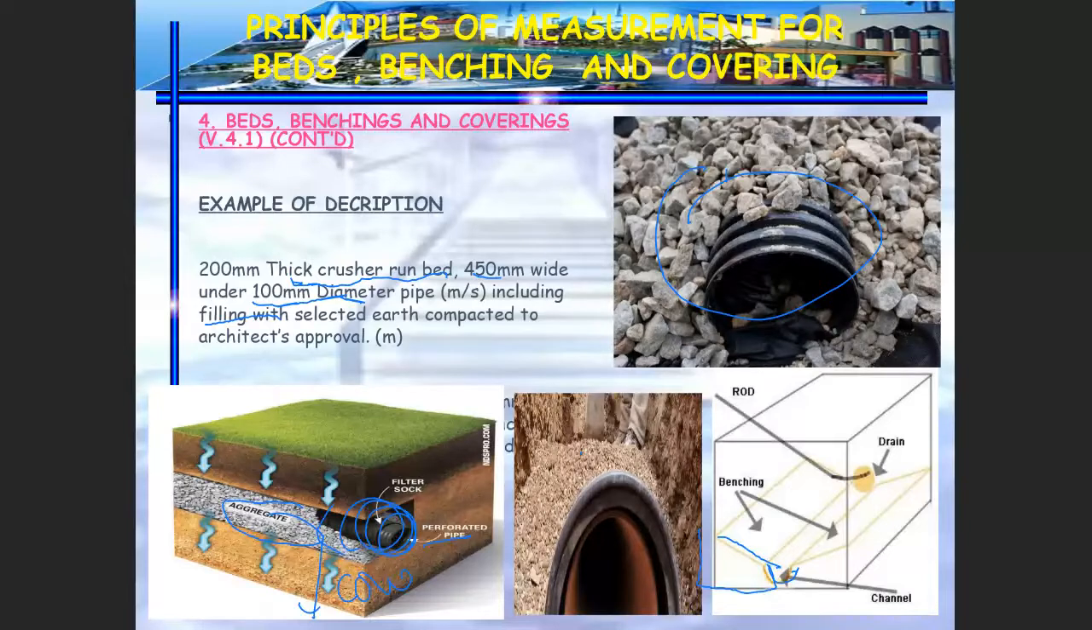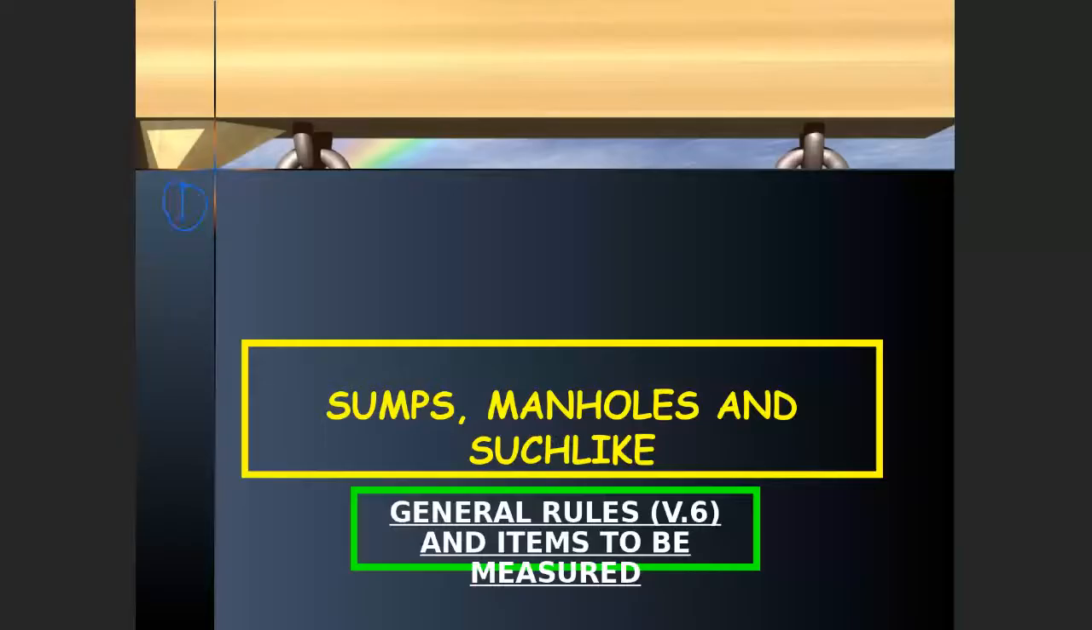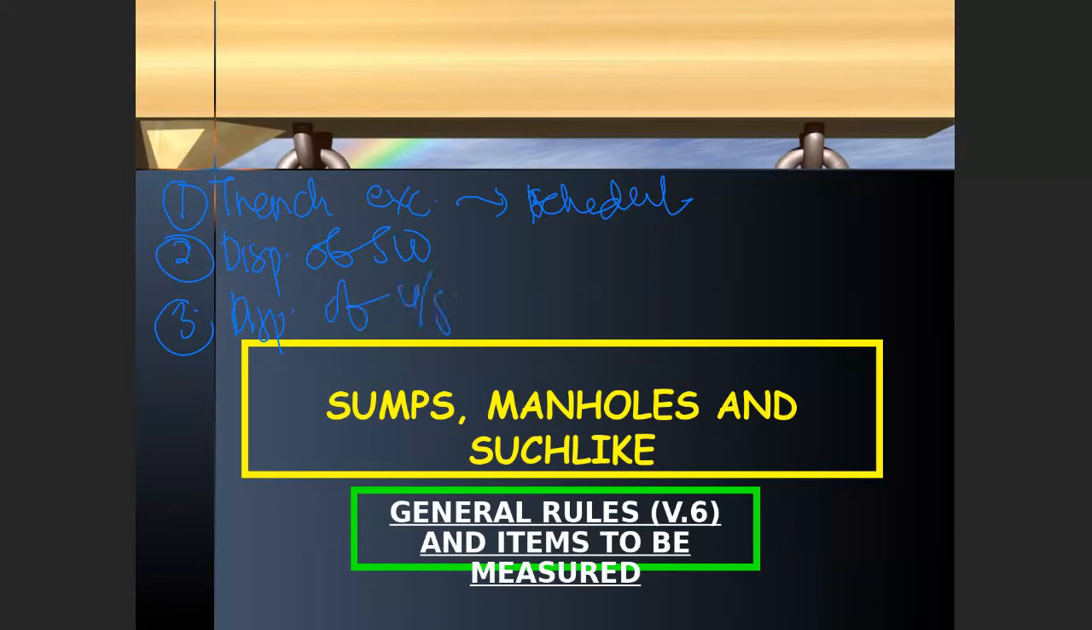Before we end for the underground drainage, let's list down. Number one, you have to measure trench excavation. Trench excavation must be prepared according to the schedule. After trench excavation, what you have to measure? Number two, disposal of surface water. Number three, disposal of underground water. After that, you have to prepare measurement for beds. In your case, you don't have beds, but you have covering. But you have to check the detail, because sometimes there are covering and beds. If they are both, you have to measure separately.